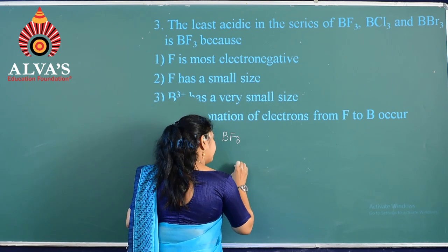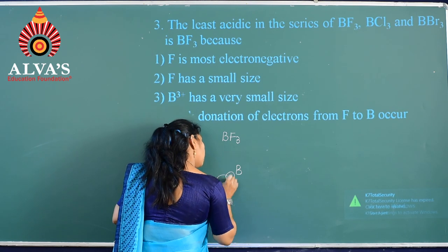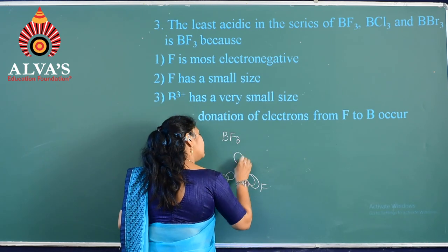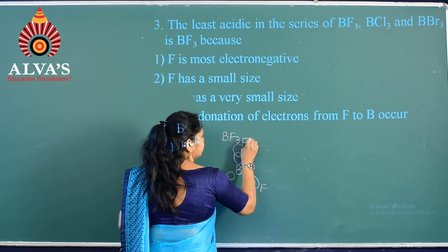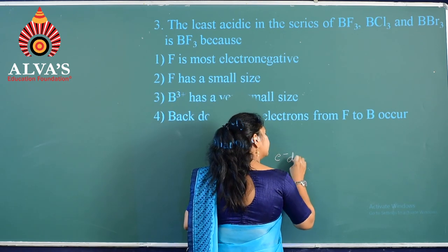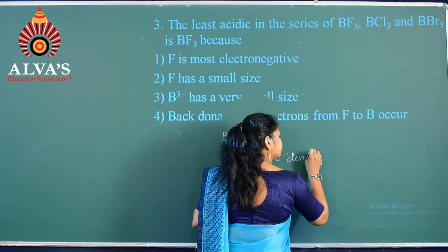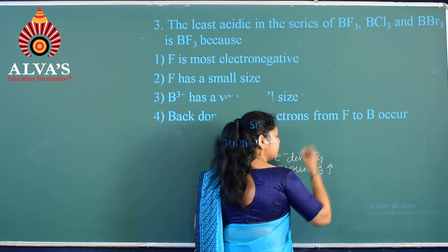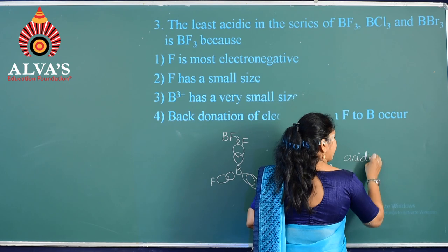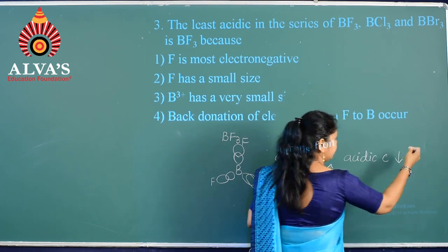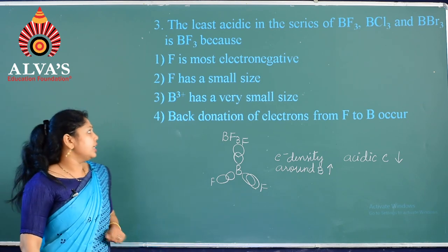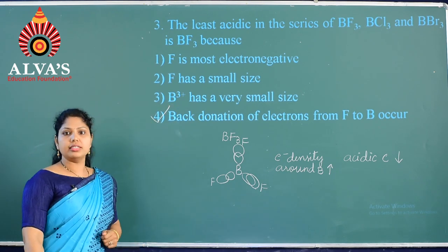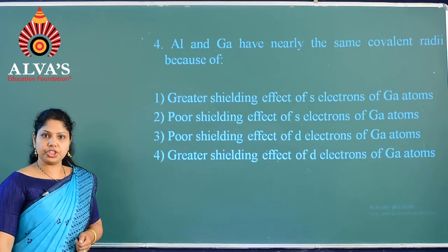So as a result, what happens is the atomic orbitals of fluorine overlap with the atomic orbital of boron. So electron density around boron increases, thereby acidic character decreases. This concept is called back donation of electrons, hence the correct option is 4. Answer is 4. Next question.